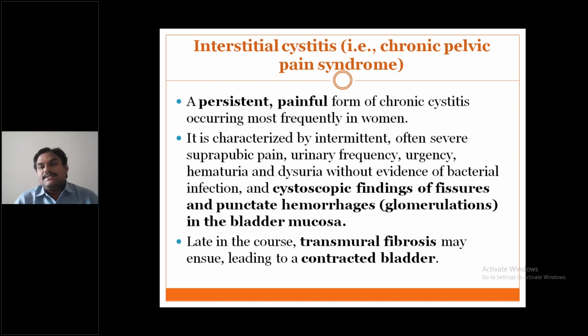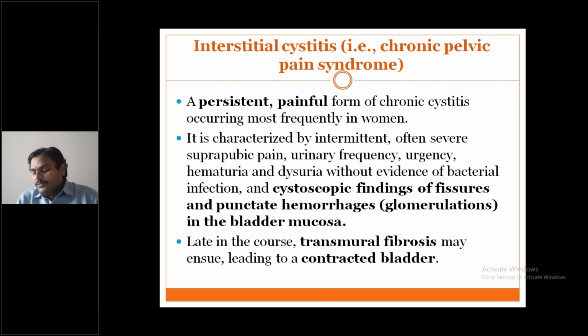Next condition is interstitial cystitis, otherwise called chronic pelvic pain syndrome. A woman will complain of this type of chronic pelvic pain. It is a persistent painful form of chronic cystitis occurring most frequently in women. It is characterized by intermittent, often severe suprapubic pain, with increased urinary frequency, urgency, hematuria, and dysuria, and if you do a culture, you will not find any bacterial growth. That's why it is called interstitial cystitis, or chronic pelvic pain syndrome.